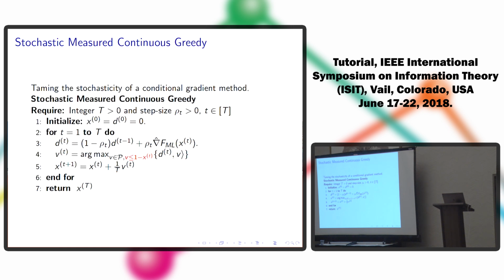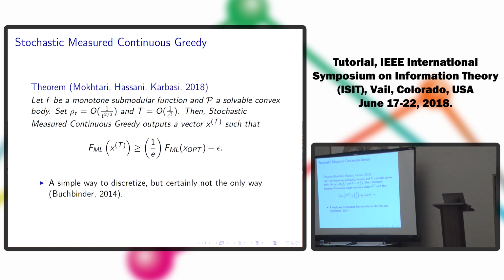Okay. We can do exactly the same thing for the measured continuous greedy algorithm. Exactly the same discretization, exactly the same estimate of the gradient. And then you can show basically the same result, that you get a 1 over e approximation guarantee at a rate that is cubic in epsilon. So this is an algorithm you can run on your computer.